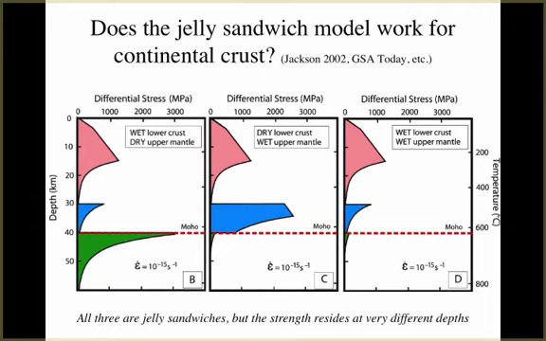So with wet lower crust and upper mantle, we see that the upper crust is where the strength lies. In a dry lower crust, wet upper mantle, we see that the lower crust is where the strength resides. And then with a wet lower crust and a dry upper mantle, the strength in the lithosphere is really in the upper mantle.